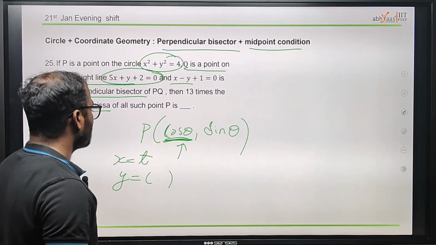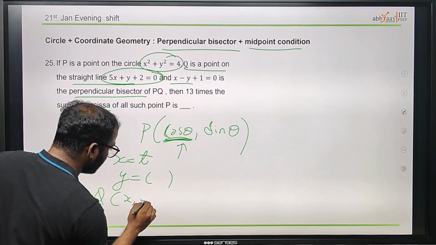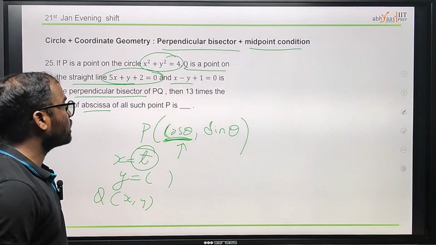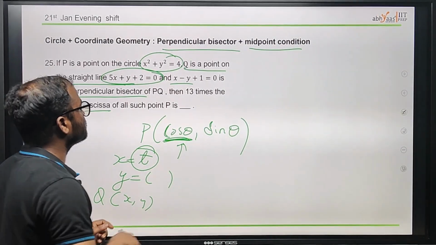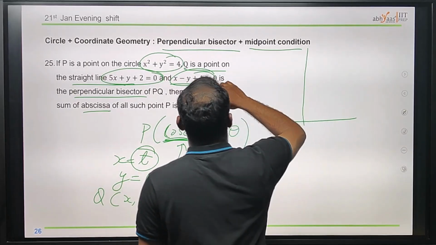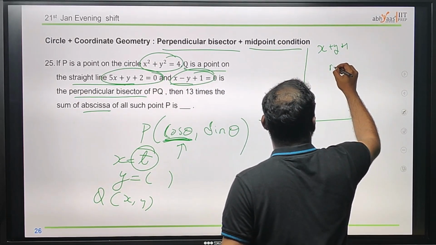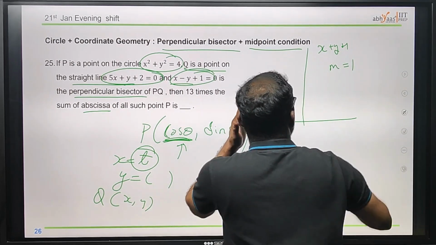Okay, we can easily find the other point, the Q value, Q of some x comma y in terms of t. Next, we need to use the slope of this line, which they are saying is x plus y plus 1. This slope will be minus 1.